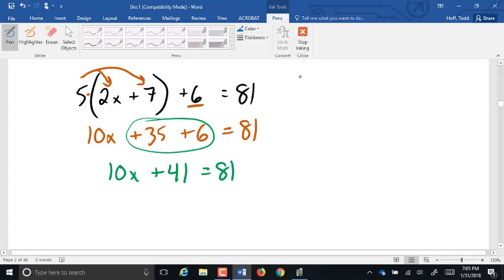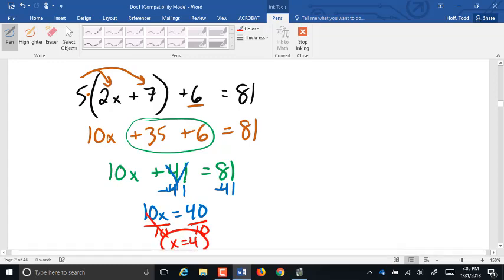Now we've took care of the parentheses. We combined the things we could combine on each side. Is the variable down to appearing on only one side? Yes, it is. So now we're ready to solve. What would we do to solve it? Subtract 41. So 10x equals 40, and then divide by 10. X equals 4. And as always, we can go back and replace that x with 4, and we see if this works out.